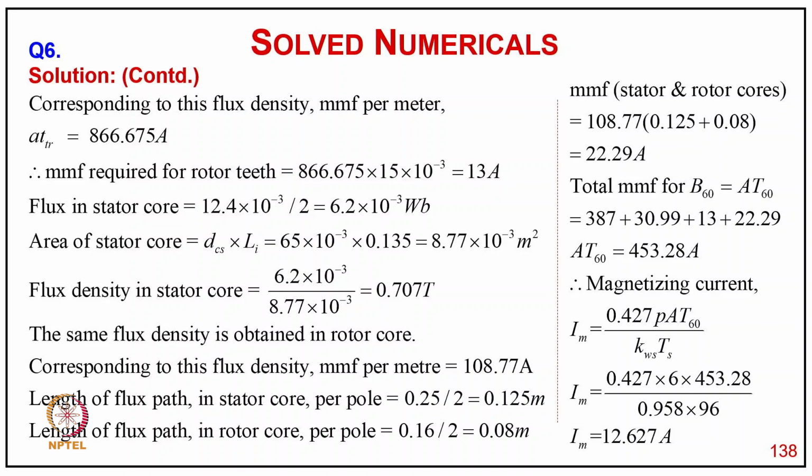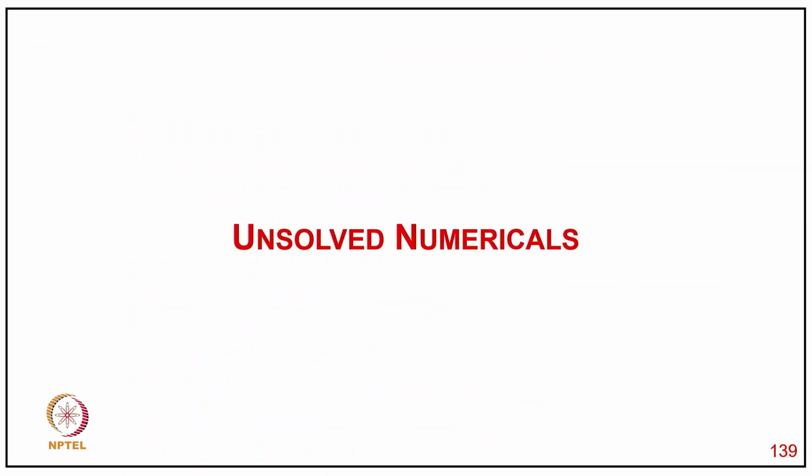For stator and rotor core, adding both, 108.77 into the bracket of lengths 0.125 plus 0.08, comes to 22.29. The total MF per pole comes to 387 plus 30.99 plus 13 plus 22.29, so it comes to about 453.28. So the magnetizing current, Im, equals 0.4278 into the total MF per pole divided by kw into Ts. The value of Im comes to 12.627 ampere.